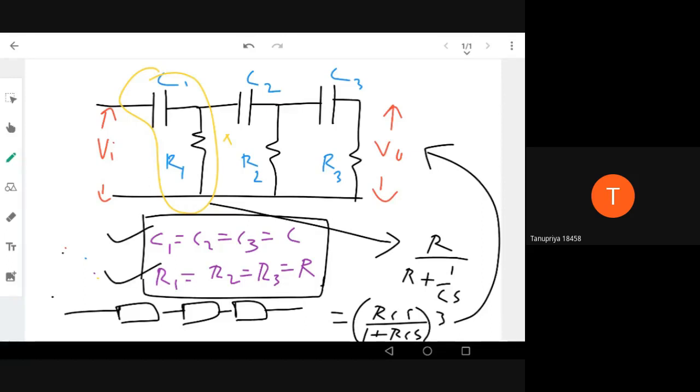I think this is a phase shift oscillator, this phase shifting circuit. I think you have learned this in your analog circuits. I'm not sure. Okay, I think that's all from my side.